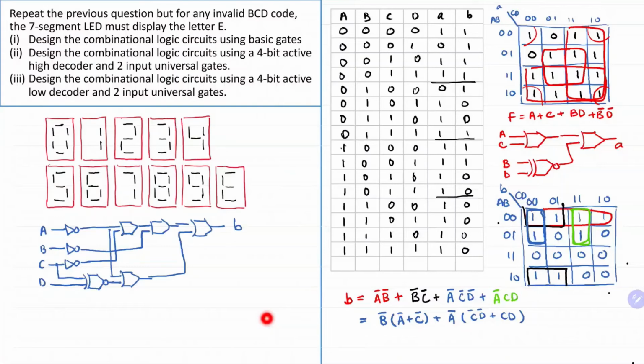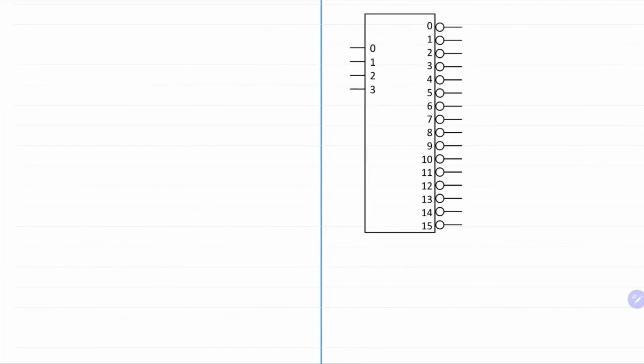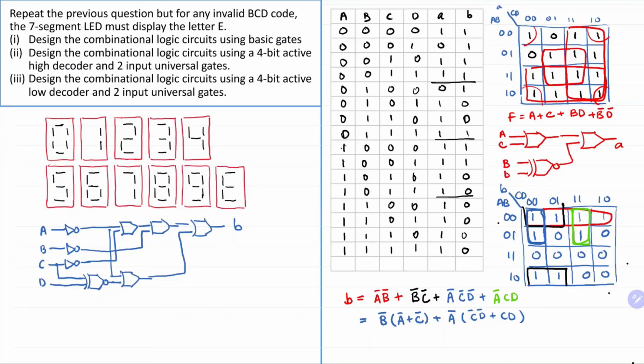Then part 2. Part 2 is to implement this using an active high decoder. So you can see that for function A, it stays the same compared to the previous one. In the previous one, all the x we make into 1. So in this case, for the function A, there's no change. So we don't need to redo that. We're just going to look at function B.